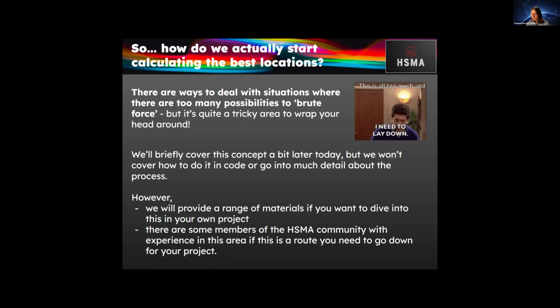We had someone last year who was doing neonatal service locations at a fairly large scale. I think it was across the whole of the Northwest. So they needed to start using these more elaborate methods to be able to evaluate the problems without going through every single possible combination. So we do have materials available. If you want to do this in your own project, we absolutely can and will support you. And there are members of the HSMA community, like this person from last year, with experience in this area, if this is a route you need to go down for your project.